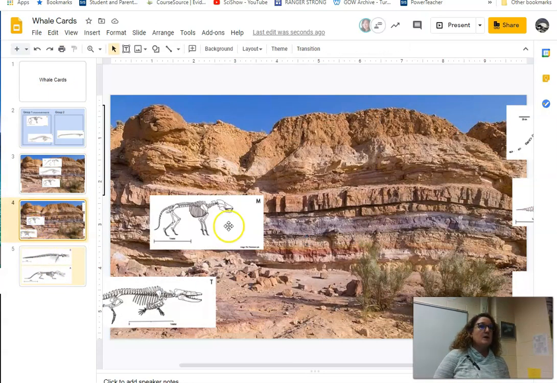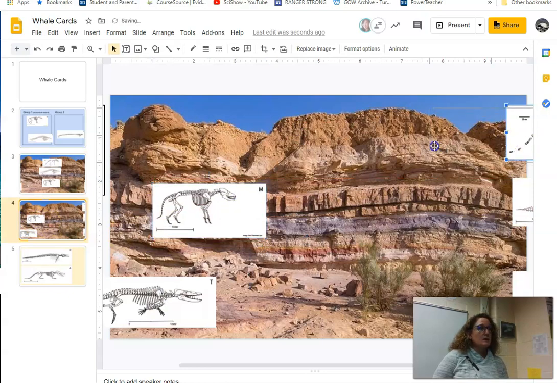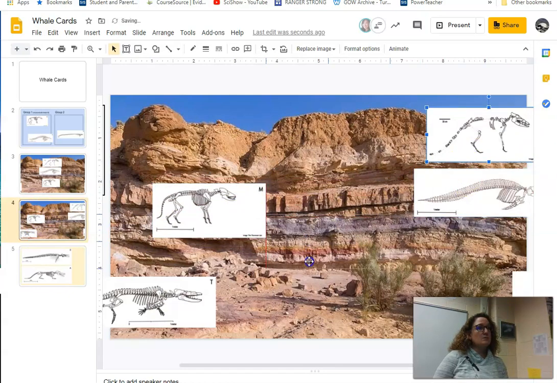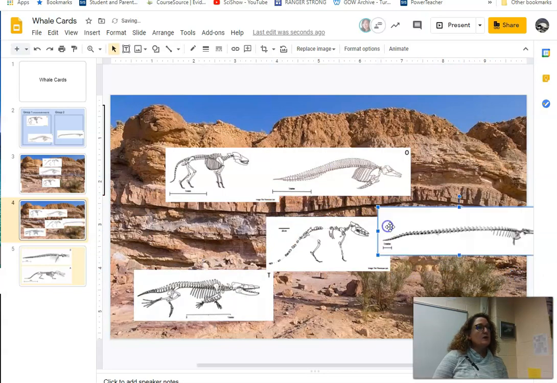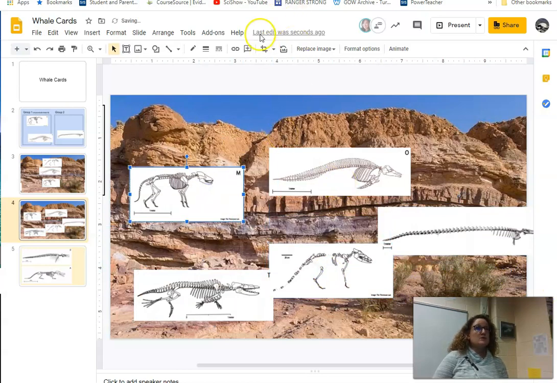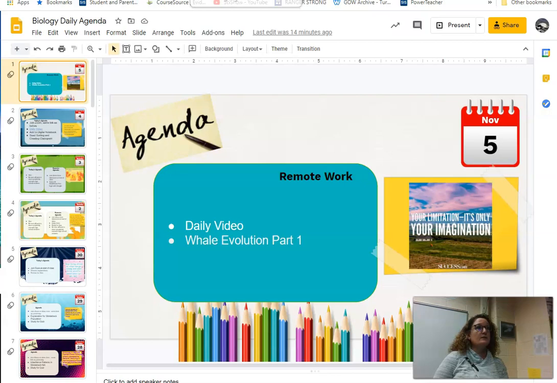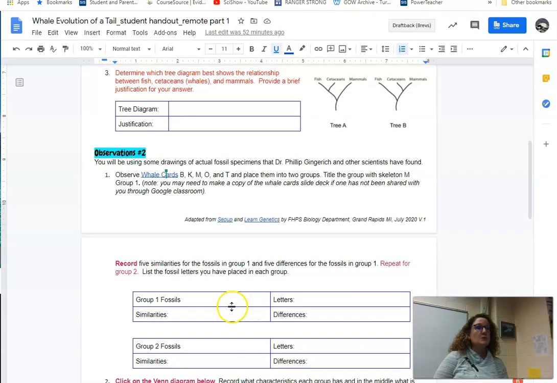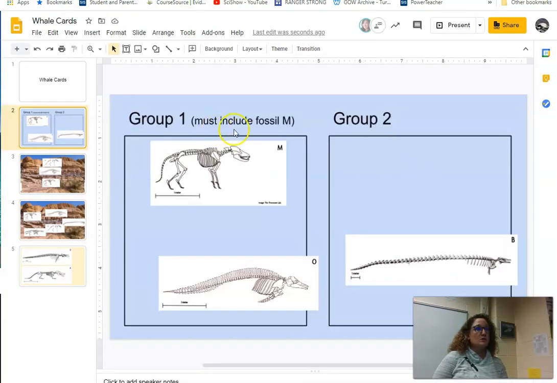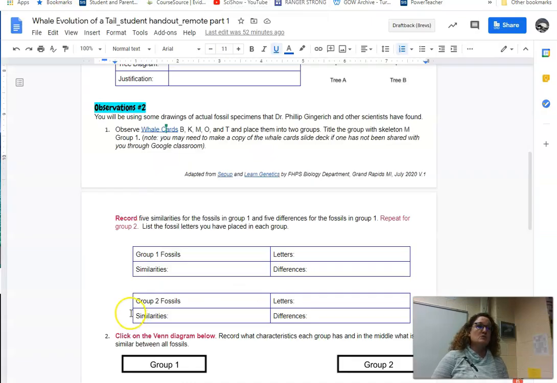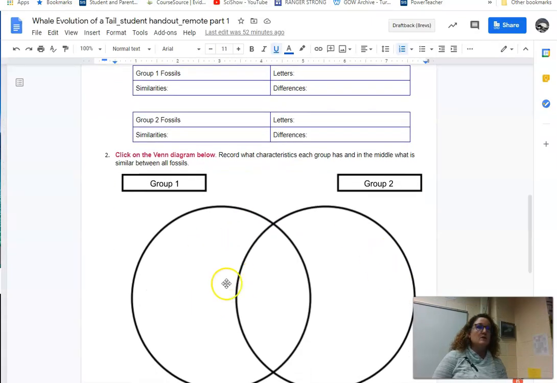You're going to set them on these flat rock layers based on when you think they may have first evolved. You'll be able to move them around and see which ones go where based on just what you're thinking with observation. Then as you're doing that, you'll be able to talk about group 1 versus group 2, which is what you'll have here. And then you'll answer some questions about how they're similar or different. And then you're going to do a Venn diagram: what were the characteristics that made group 1 different from group 2, and what's the same between both groups.